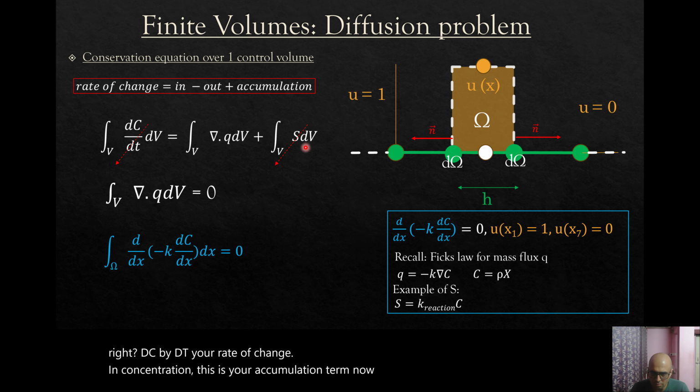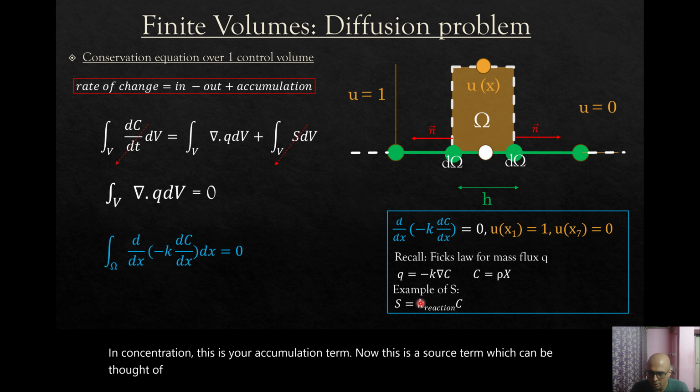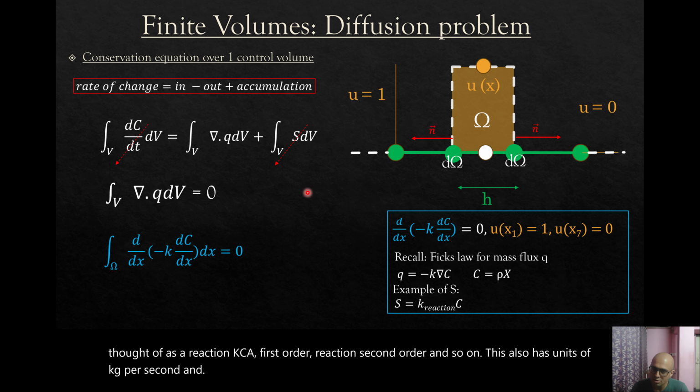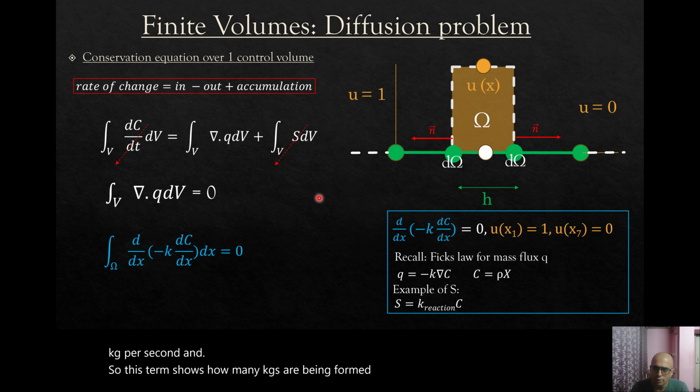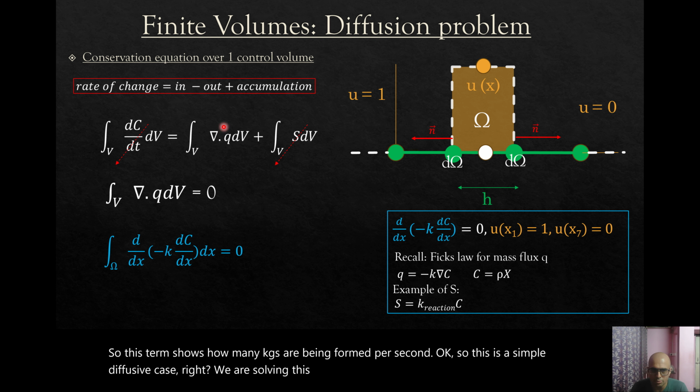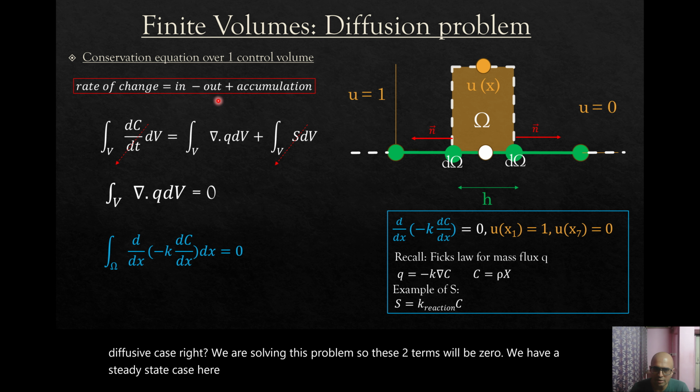Now this is a source term which can be thought of as a reaction, Kc, a first order reaction, second order, and so on. This also has units of kg per second, and so this term shows how many kgs are being formed per second. This is a simple diffusive case. We are solving this problem, so these two terms will be zero. We have a steady state case here, so we are just looking at inflow minus outflow.